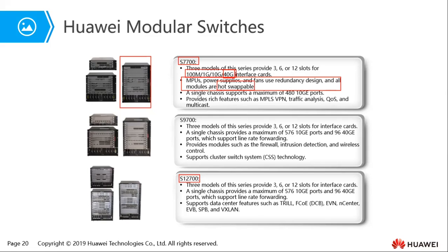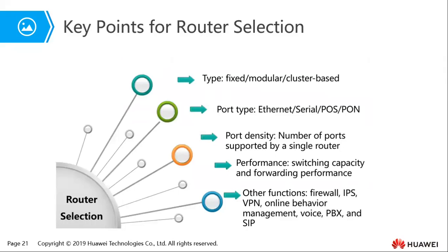That's why it's called modular. You can also add other chassis boards, and each chassis board can provide a maximum of 480 10 gigabit Ethernet ports. They support advanced network principles such as MPLS VPNs, traffic analysis, quality of service, and multicast data and configuration. So they're normally used at the data center and ISP networks.